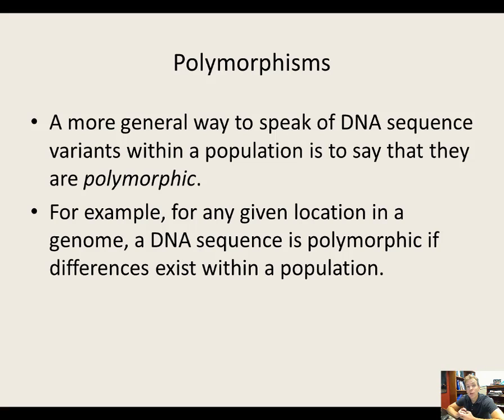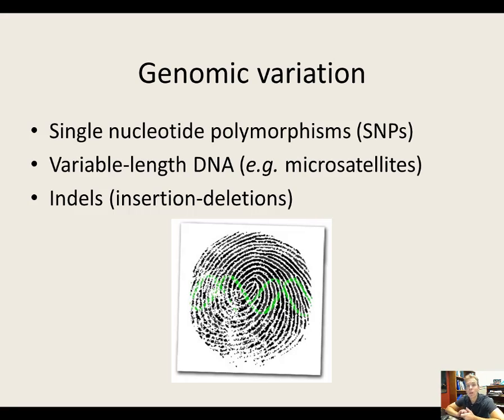For example, you may have individuals that have a different base at a particular position and different alleles in different segments of the population. So these are differences that are not necessarily harmful or deleterious, just different. Some types of polymorphisms include single nucleotides, which would be equivalent to a point mutation, but we call these instead single nucleotide polymorphisms, or SNPs for short.